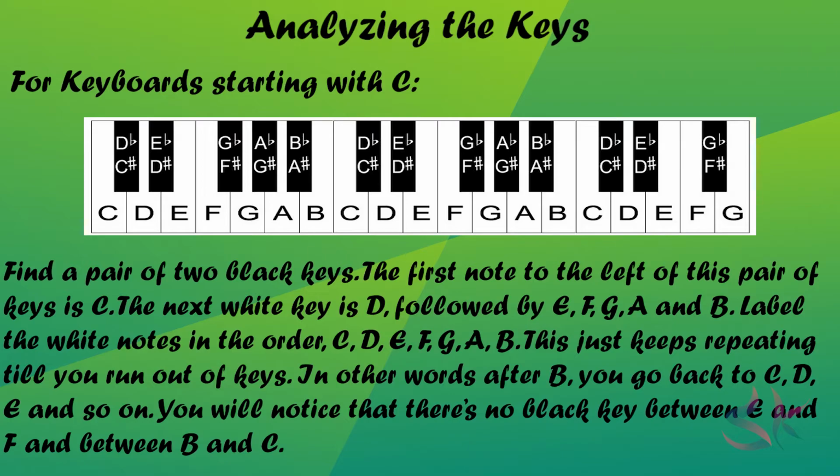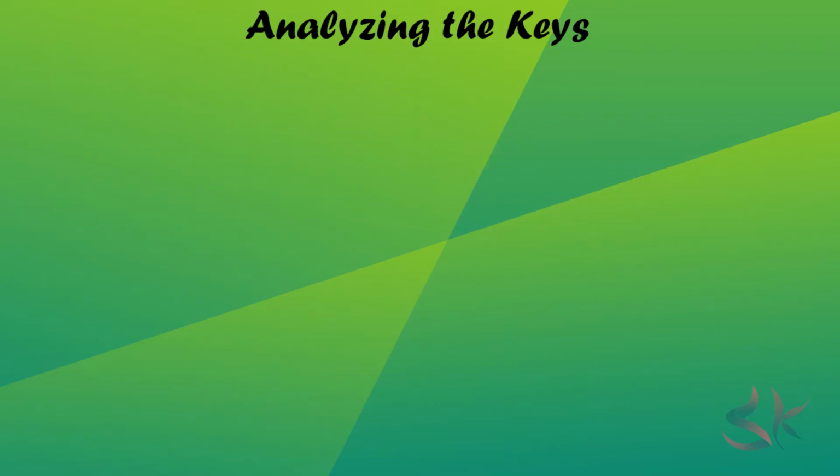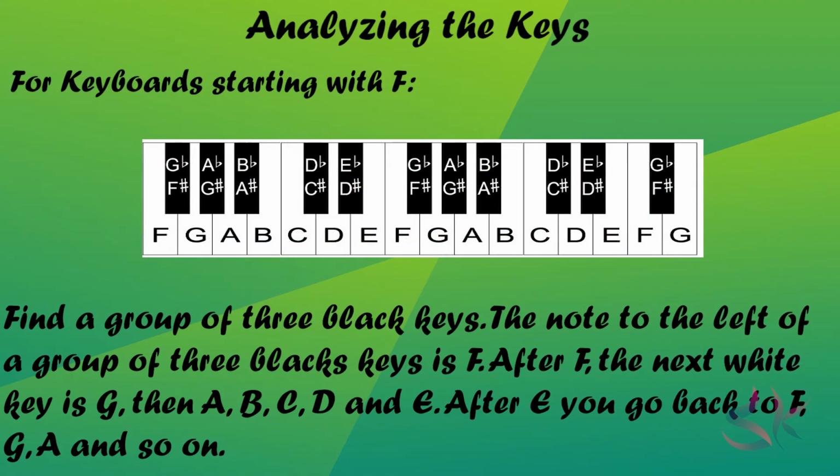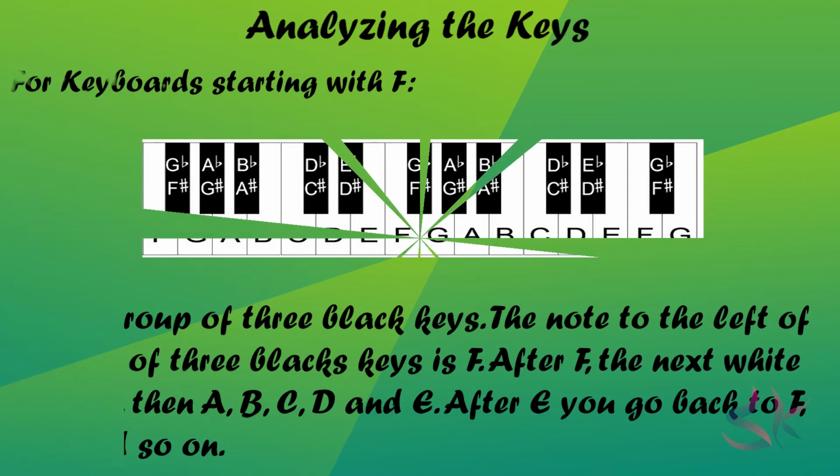This just keeps repeating until you run out of keys on your keyboard. In other words, after B, you go back to C, D, E, and so on. You will notice that there are no black keys between E and F and between B and C. Next, for keyboards starting with F, find a group of 3 black keys. The note to the left of the group of 3 black keys is F. After F, the next white key is G, then A, B, C, D, and E. After E, you go back to F, G, A, and so on.